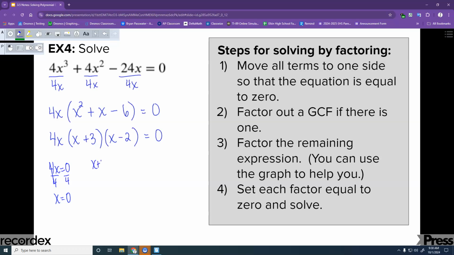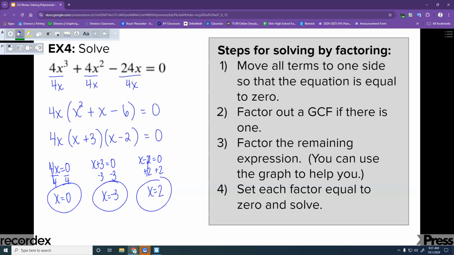We'll say x plus 3 equals 0. If we just subtract the 3 there, we get x equals negative 3. And we say x minus 2 equals 0. So if we add 2, x will equal 2. So we've got 1, 2, 3 answers, and we only were supposed to have 3 answers, so that should be all of them.